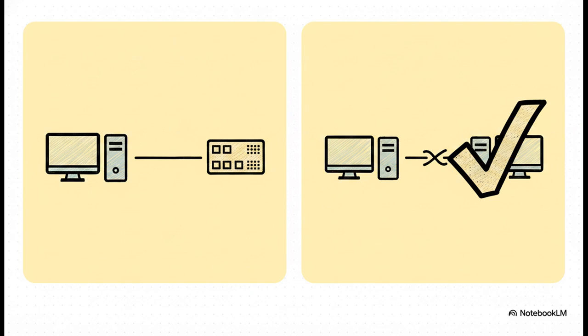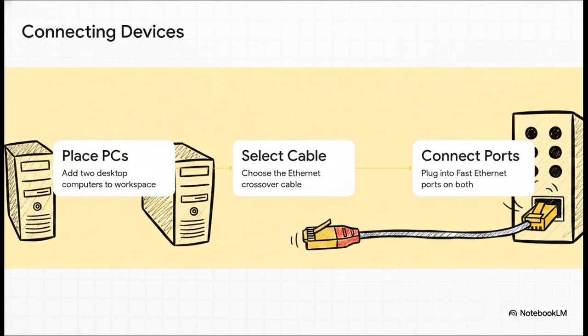Since we are connecting 2 identical desktop computers directly to each other today, we absolutely must use the Ethernet crossover cable. So, here's exactly how we make it happen. We've placed our 2 desktops. Next, we select that Ethernet crossover cable. Then, we click right on the first PC. A little menu pops up showing the physical ports on the back of the computer. We're going to ignore the serial ports for now and specifically click on the fast Ethernet port.